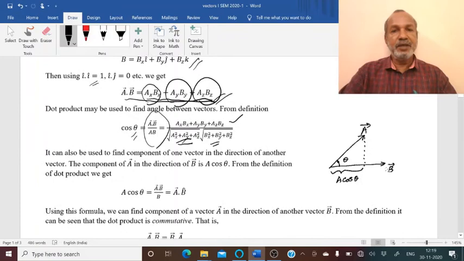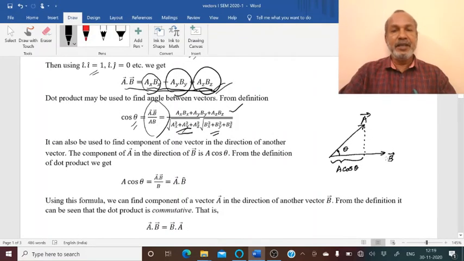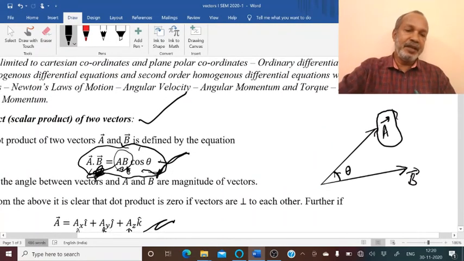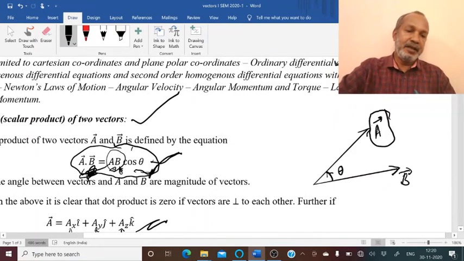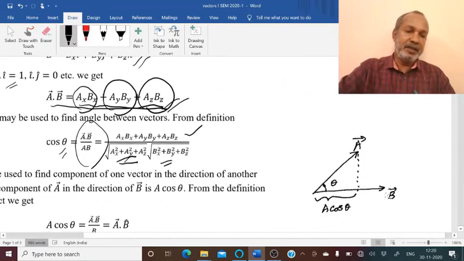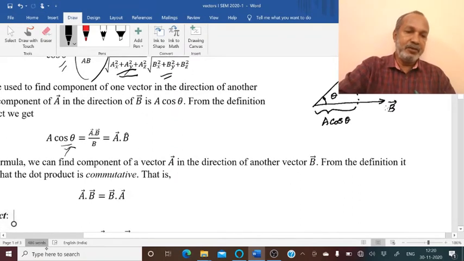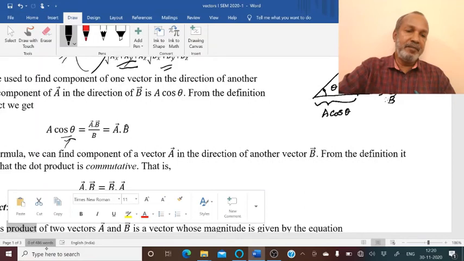Another use of this dot product is we can find the component of a vector in the direction of any other vector. For that, from this definition, we can find A cos theta. Here you can see this A cos theta will be A dot B divided by B. I have written that here. So this is A cos theta. It is A dot B divided by B, or vector B by magnitude of vector B can be written as B cap, or unit vector in the direction of B.